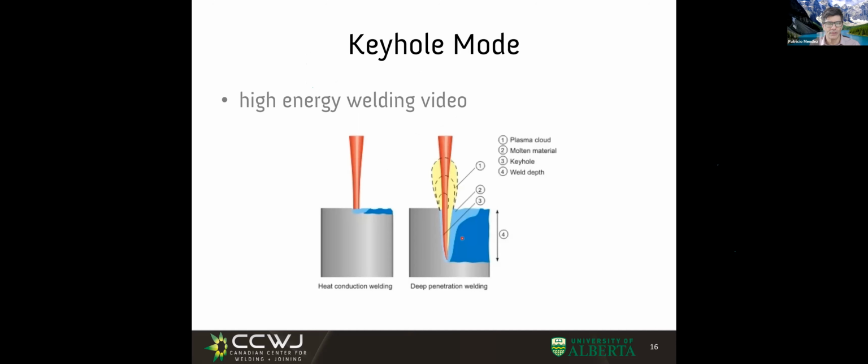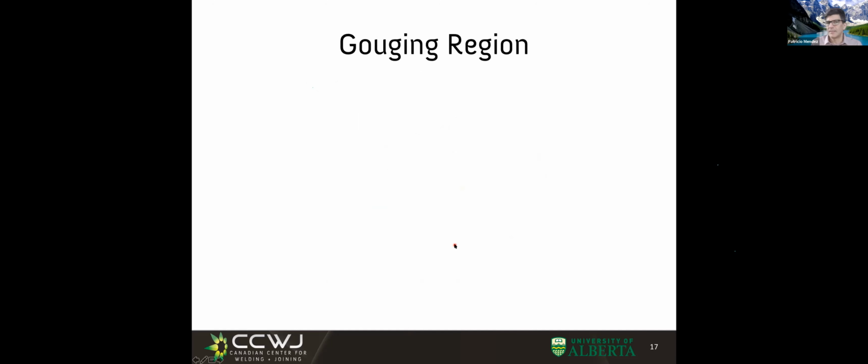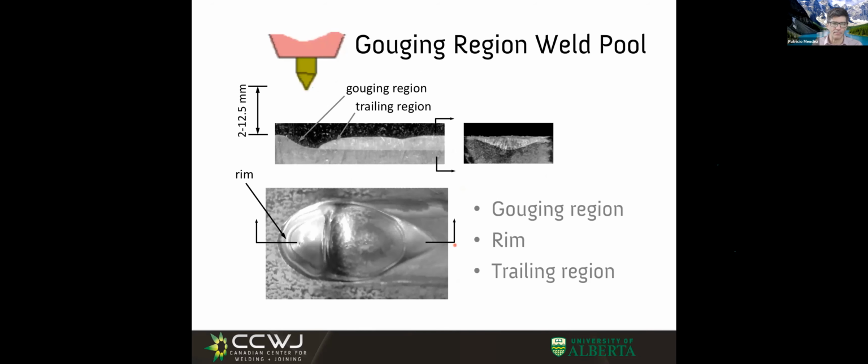Keyhole mode we had already discussed is due to the evaporation, but I want to discuss this other mechanism of gouging region. So this is a longitudinal section of a weld that I made. And this is the TIG torch, more or less to scale to how the weld was made. And here we have the cross section of the weld, and here we see the weld from the top. What do we see? This is exactly the same weld. This is the photo before I cut it.